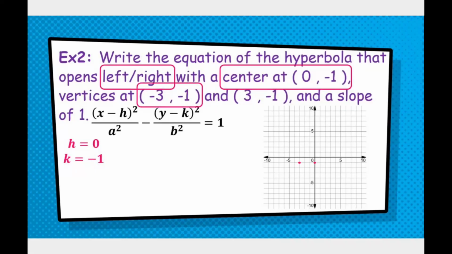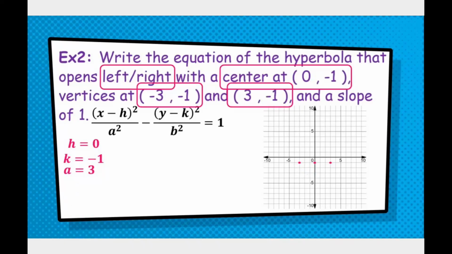Actually, I don't need to even think about that. If I plot this point, -3, -1, that's going to be right here. And 3, +1 is going to be right here. And I can see after I plot these 3 points that it's going to open left and right. So what is the distance between those? I went 1, 2, and 3. So what does that give me? That gives me my a value.